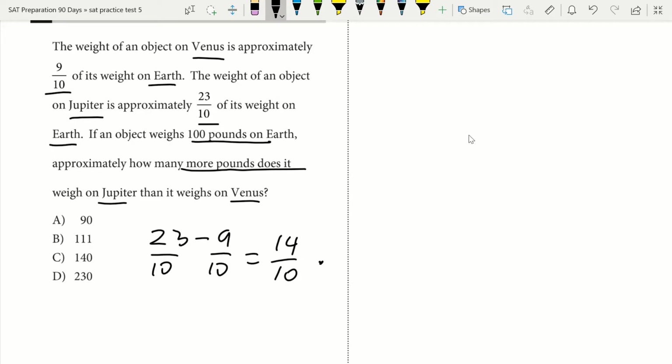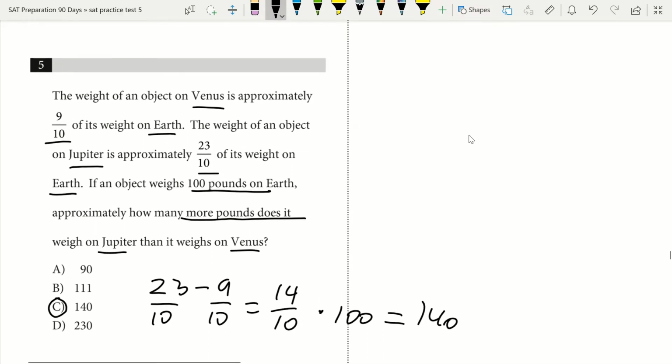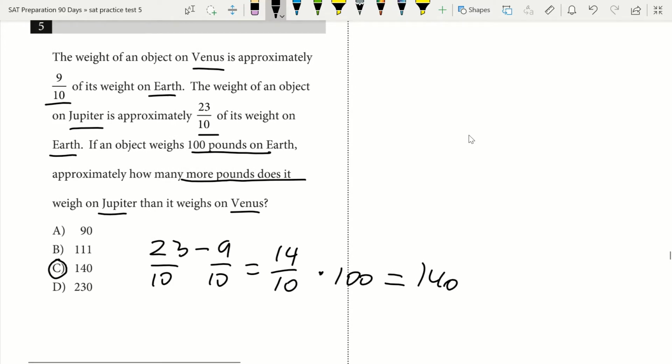I multiply that then by that 100 pounds, and that's going to give me 140 pounds, so my answer there is going to have to be C for number 5. Okay, so 5 will be C. Now we can go and move on to number 6.